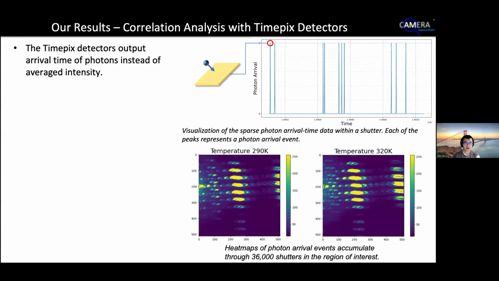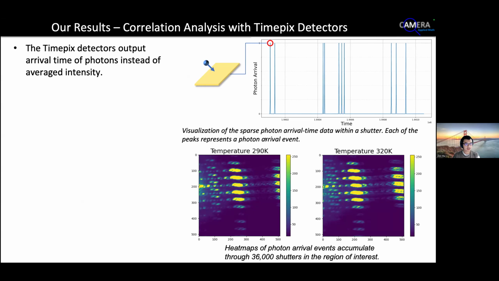Another example of our work is with the Timepix detector. Unlike traditional detectors, the Timepix detector outputs the arrival time of each photon instead of average intensity. Here's a visualization of the sparse photon arrival data within the shutter, and each of the peaks represents a photon arrival event. So this detector would allow us to delve into dynamics with an unprecedented timescale, making it possible to capture and analyze dynamics that could not be monitored before.